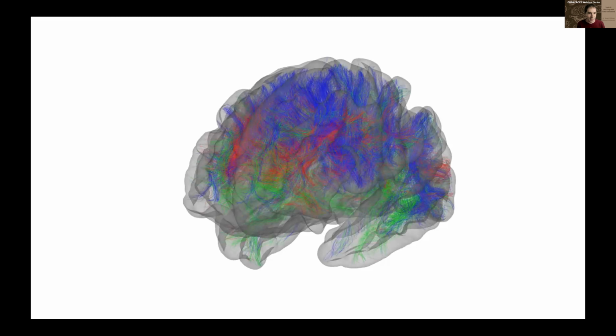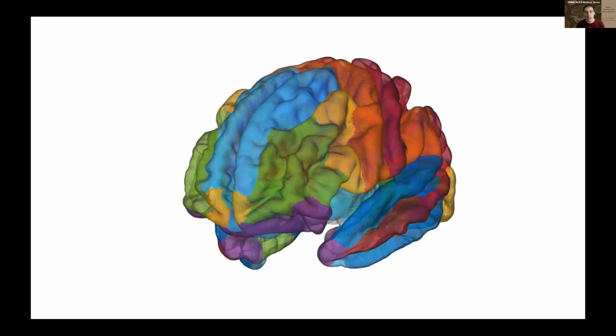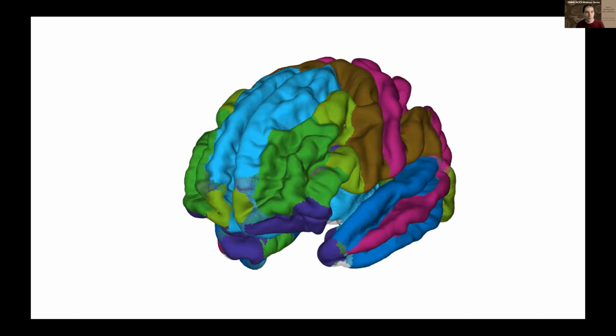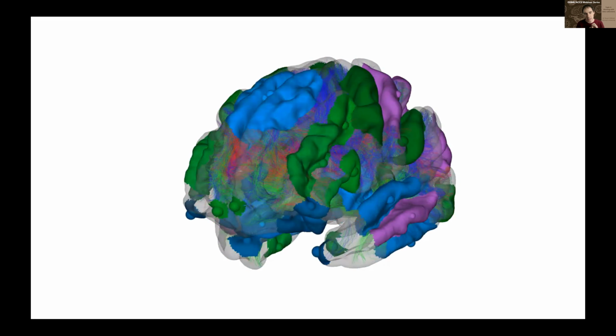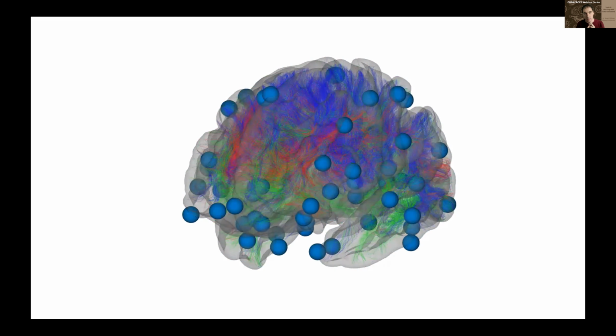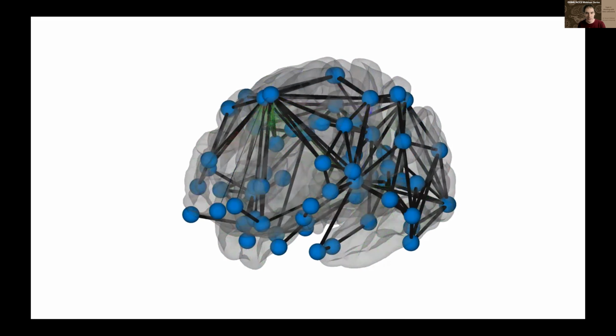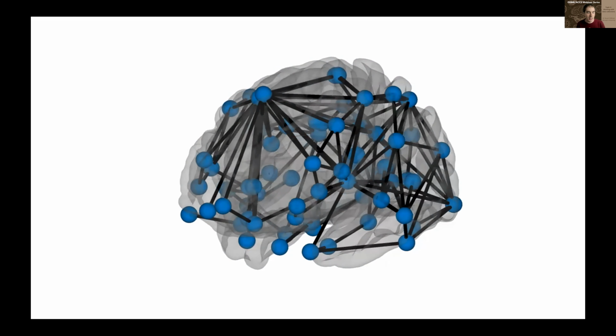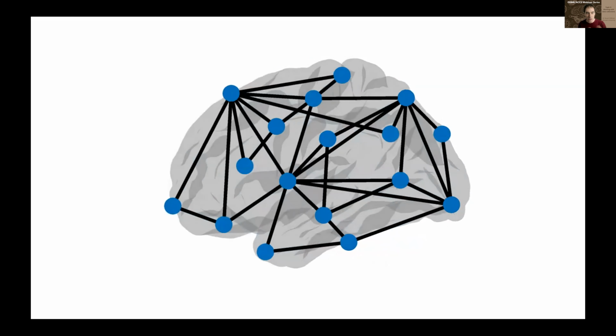We can also parcellate the brain up into different regions, and we can combine these two modalities to make a network by having each region form a node in the network, and then we assess if streamlines connect a pair of regions in the network, and if so, we form an edge or a connection between the respective nodes.